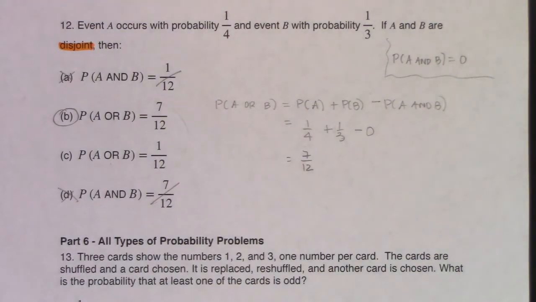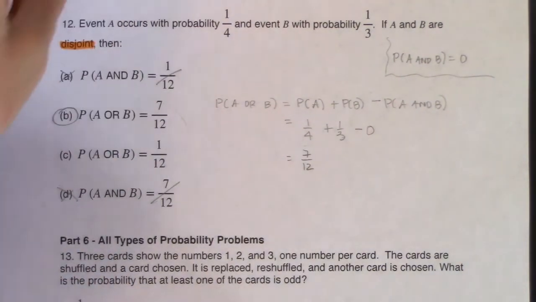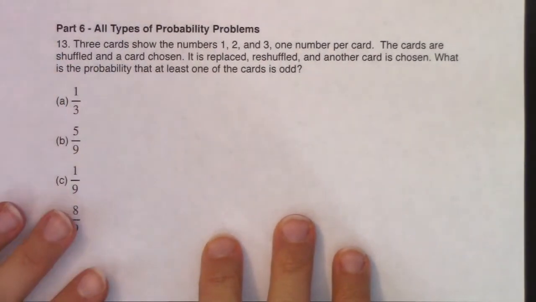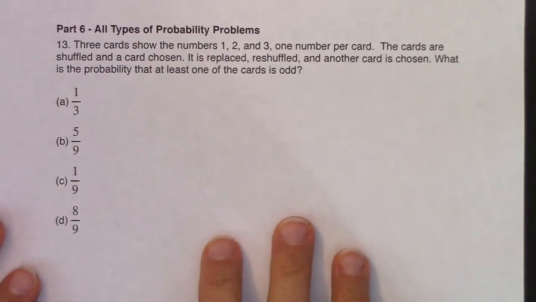All right. So now that we're leaving that, we're heading on into part 6, and part 6 means all of the types of problems are fair game. All right, so we're not saying this is a tree, this is a Venn, this is counting, this is formula, table, all fair game. And this is what you would experience on a midterm. I'm not going to specifically tell you what type of problem it is. We want to figure it out as we read this.